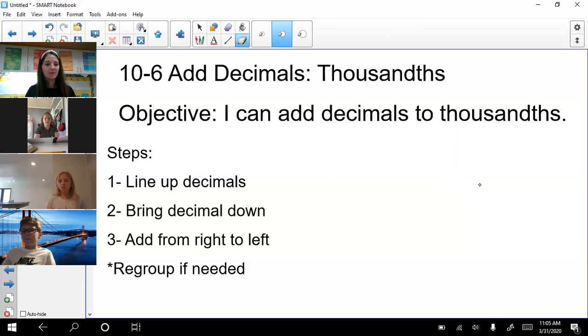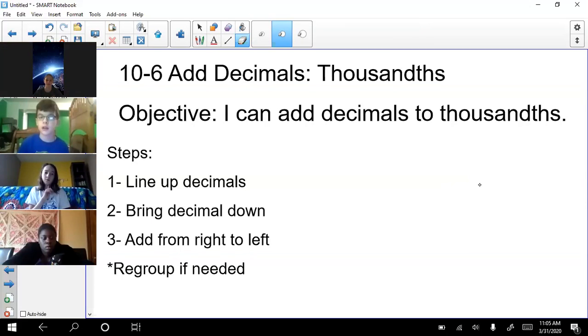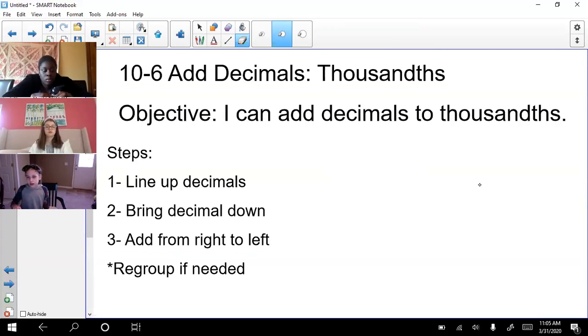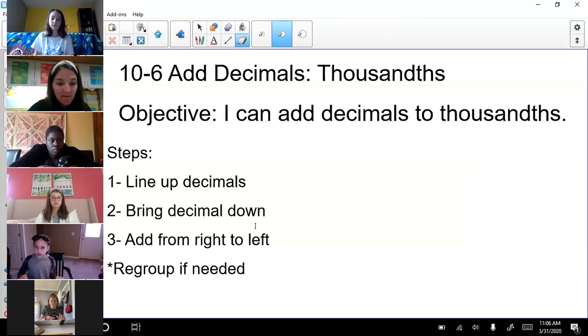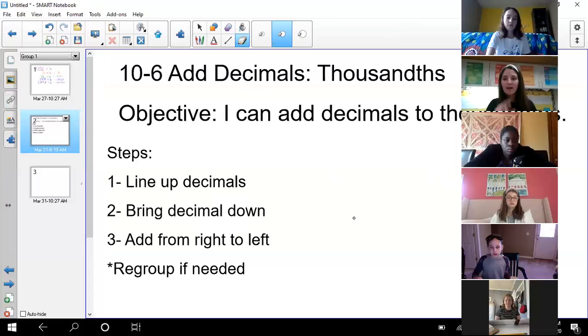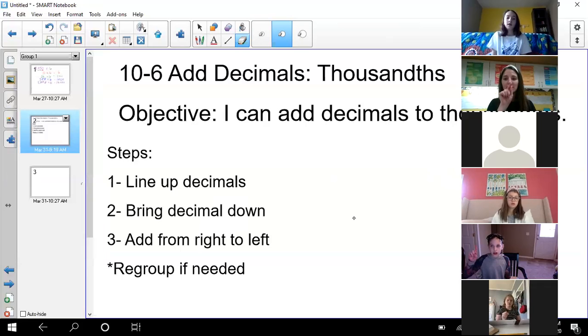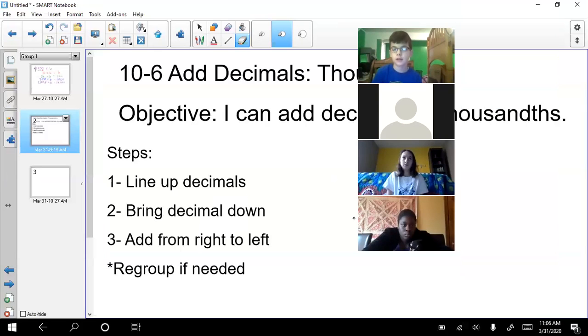Mirror. All right, go ahead and say the same thing. So I'm going to now say it to myself. Line up the decimals. Bring the decimal down. Add from right to left. All right, and I want to do it one more time because I didn't get to see everybody. Let's do that together. Remember, when we do this physically, you're going to remember those steps way better. Ready? Line up the decimals. Bring the decimal down. Add from right to left. Regroup if needed. Good.